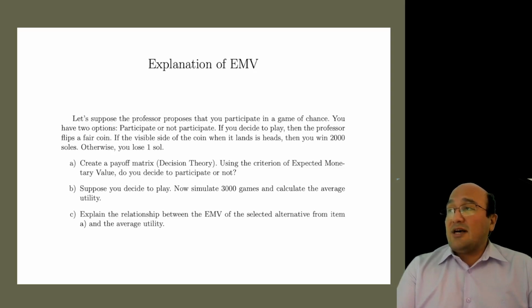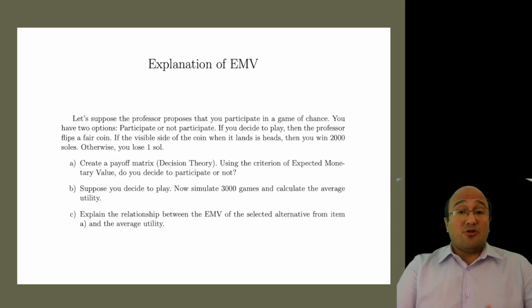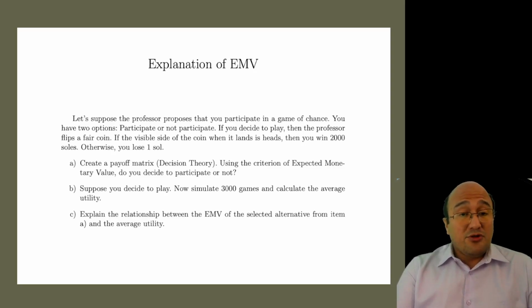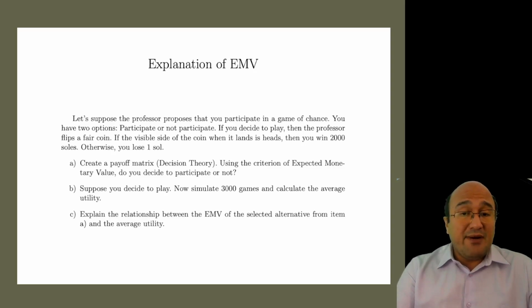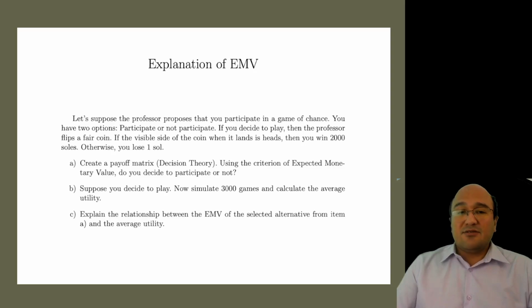So they ask us to create a payoff table using the criterion of expected monetary value. What do we decide: participate or not participate? Suppose you decide to play. Now we simulate 30,000 games and calculate the average utility. Then we must explain the relationship between the expected monetary value and the selected alternative from item A and the average utility. Let's do it.